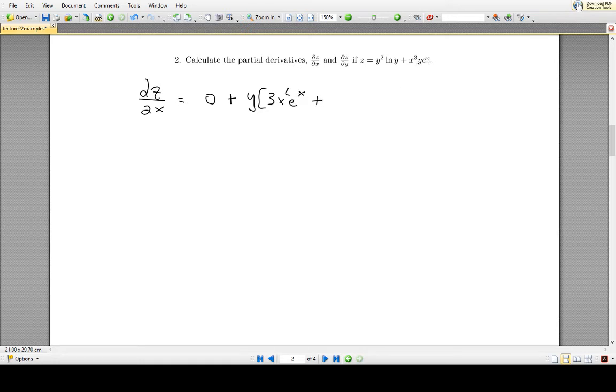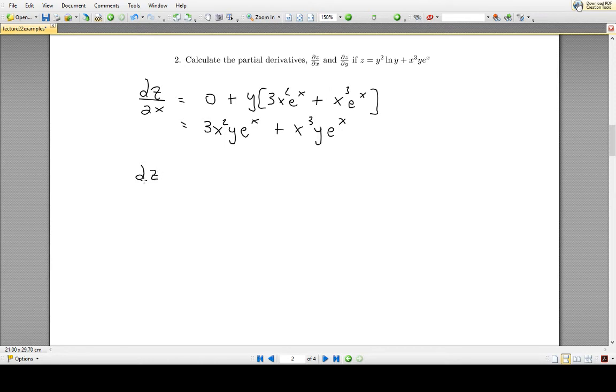Plus, and then we reverse the order, so now we leave the first function alone and take the derivative of the second, x cubed e to the x. And of course I could simplify this a little bit, and what I end up with is 3x squared y e to the x plus x cubed y e to the x.